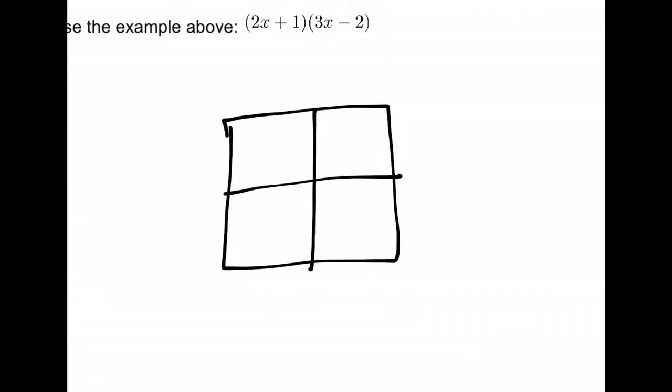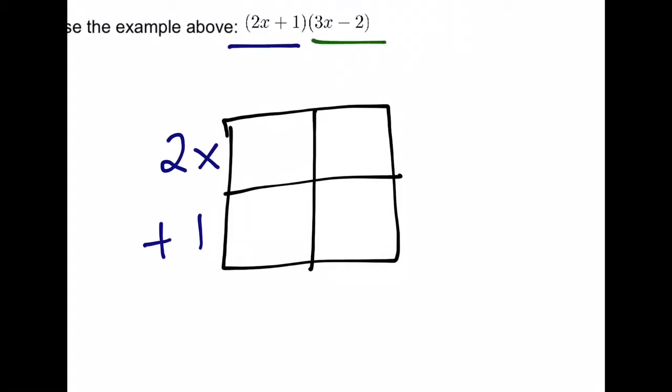I start with a box, as this is called the box method after all, and I'm going to take that first expression and break it into its component parts. 2x and a positive 1, I will split into each row. My other expression, 3x minus 2, I will do the same thing along the top. The technique I use here is to multiply each row by the column.